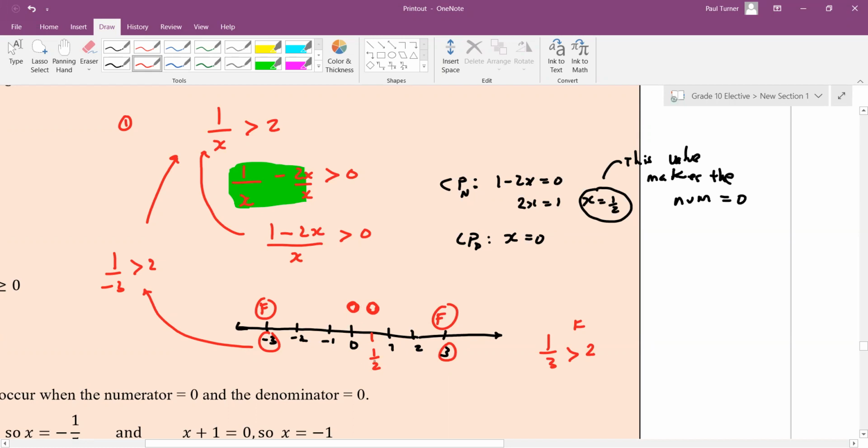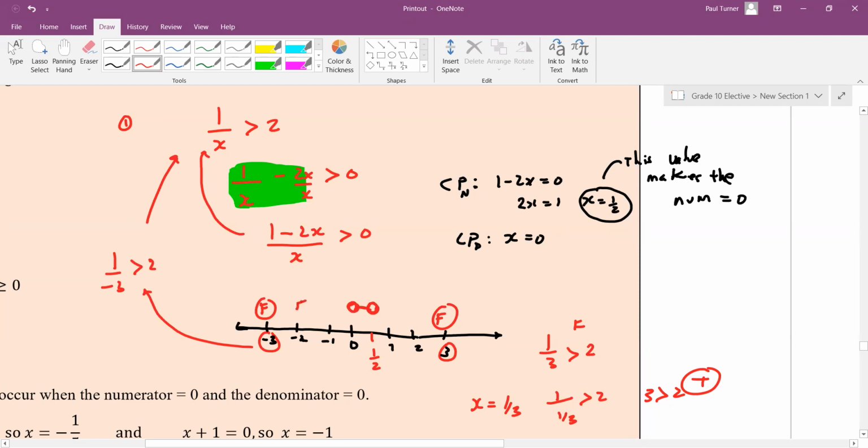So we can't use 0 or a half. So let's try 1/3. What if x equals a third? We'll have 1 on a third, which is greater than 2, which is true because 1 on a third is 3. Just bring it up and flip it over. True. So that means our solution is actually here, as I showed you earlier, between 0 and a half.